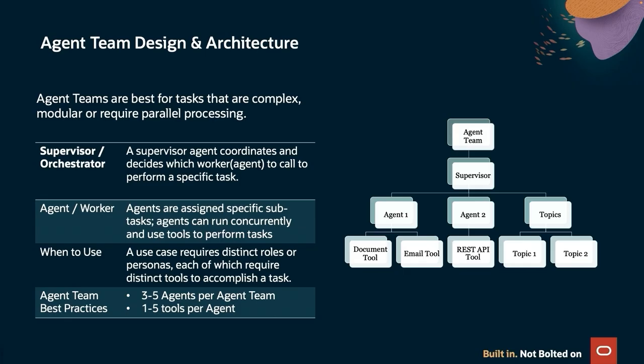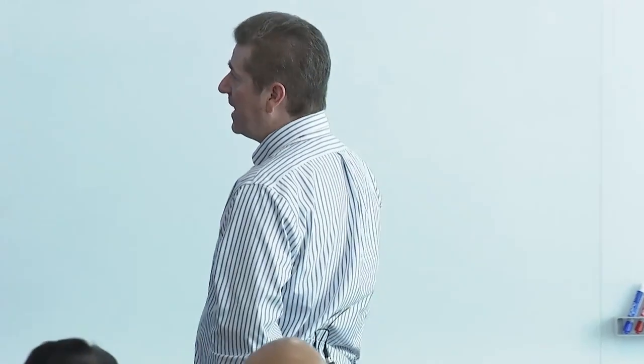That single agent is going to have a number of these tools and/or topics. You could have topics at the supervisor level and at the agent level. You can only have tools within a worker agent. So the supervisor does not call tools. It calls worker agents, and worker agents call tools.